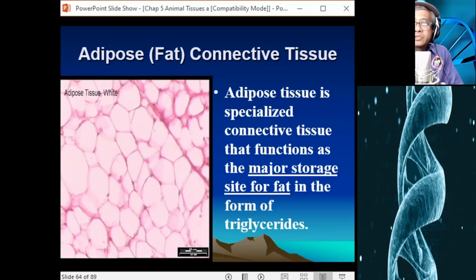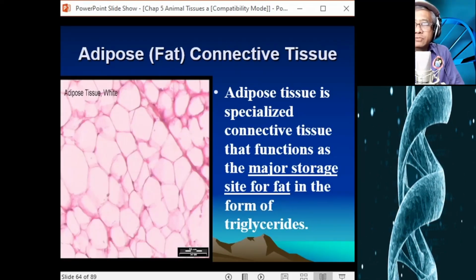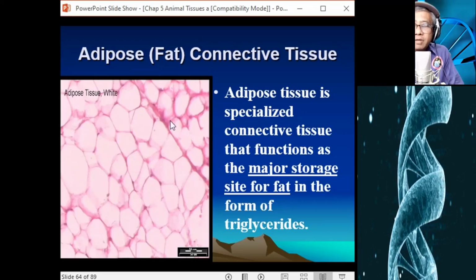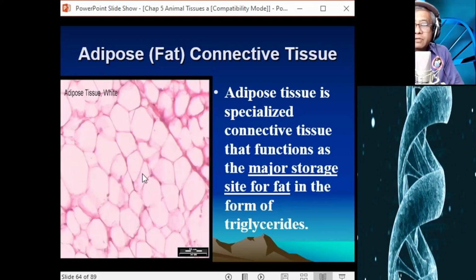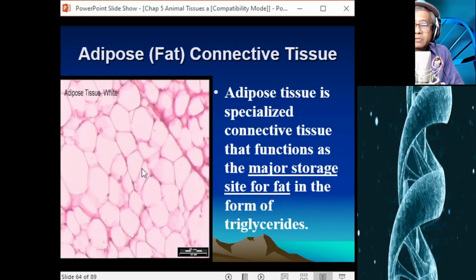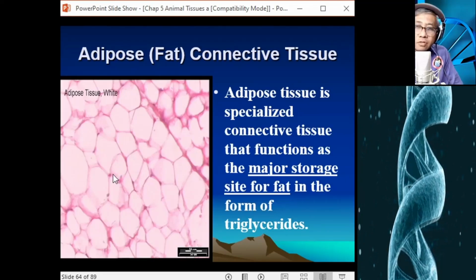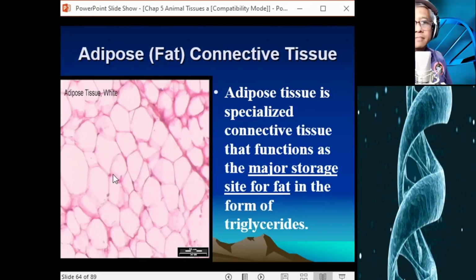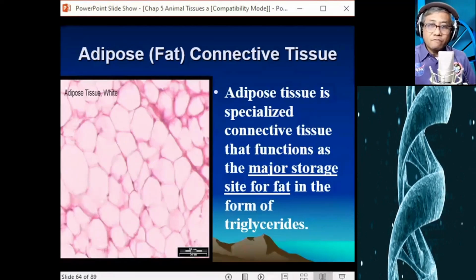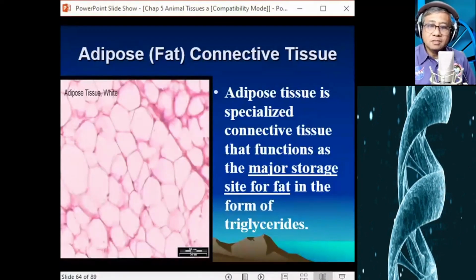Okay, adipose or fat connective tissue. Alright, so this is the appearance of the cells under the microscope. Para siyang globular and yung nucleus is already pushed to one side, kasi nga yung vesicle or yung vacuole punong-puno ng triglycerides.